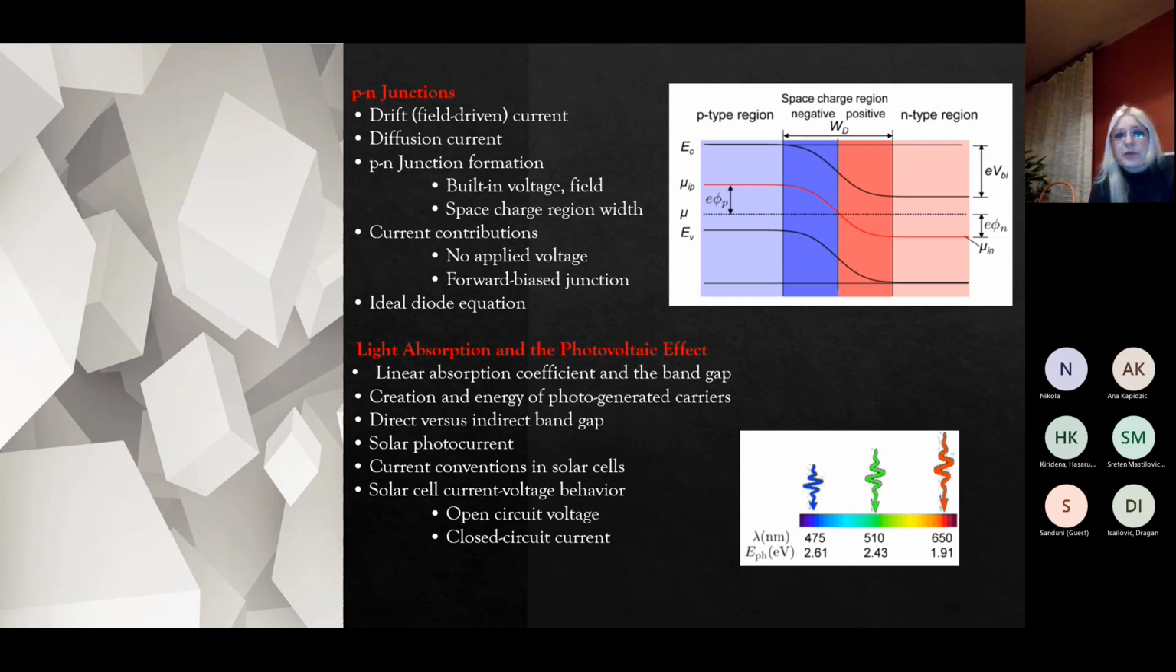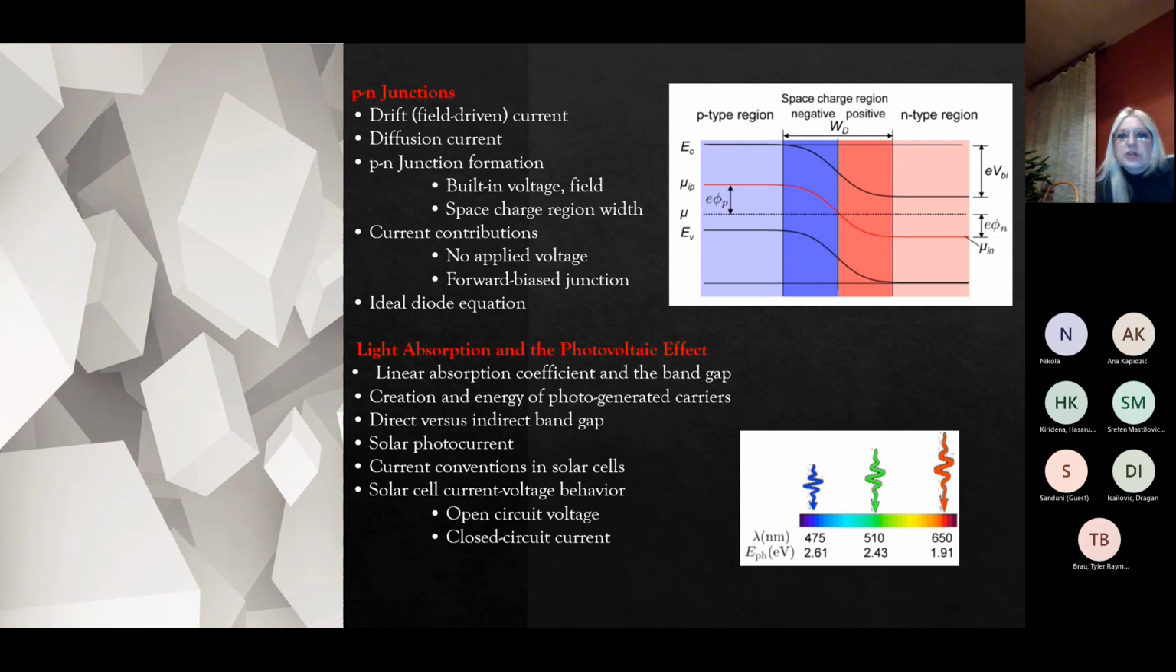And we end up in this part with the ideal diode equation. After that, we're going to talk about the light absorption and the photovoltaic effect, and finally see how the solar cell is working. In that part, we talk about the linear absorption coefficient and the band gap, and we're gonna see how the linear absorption coefficient oscillates a lot around exactly the value of the band gap.